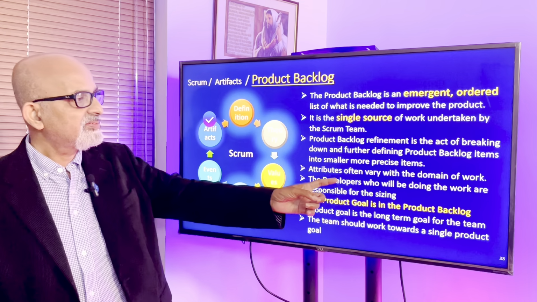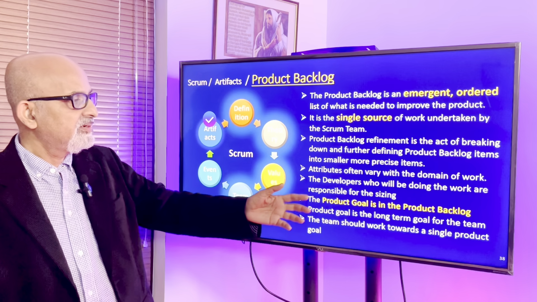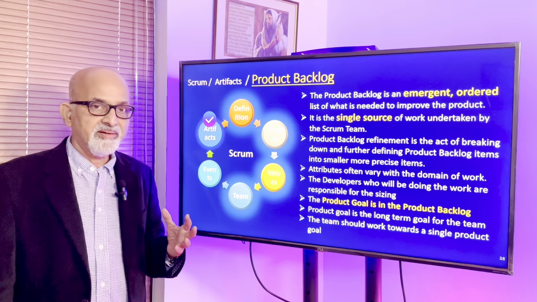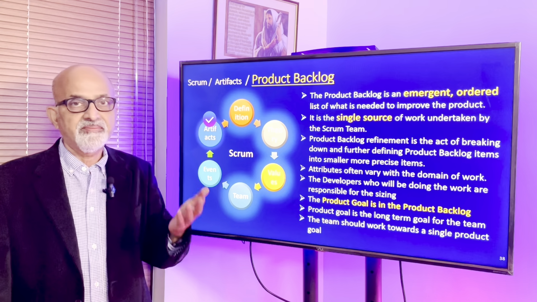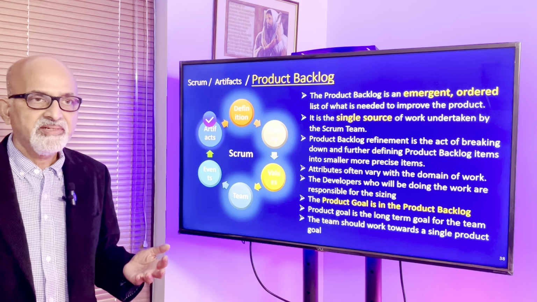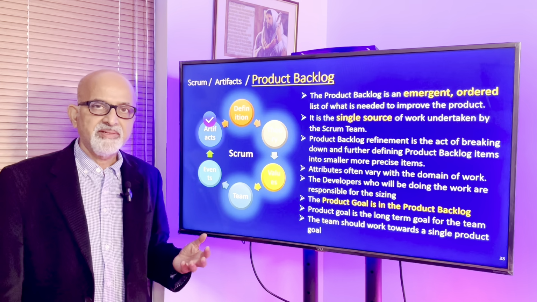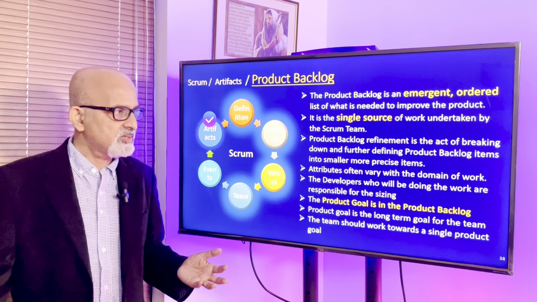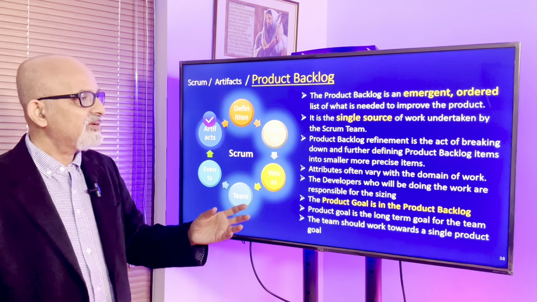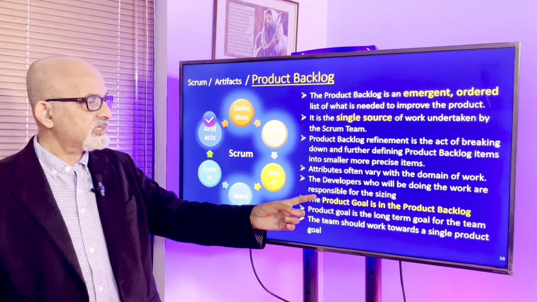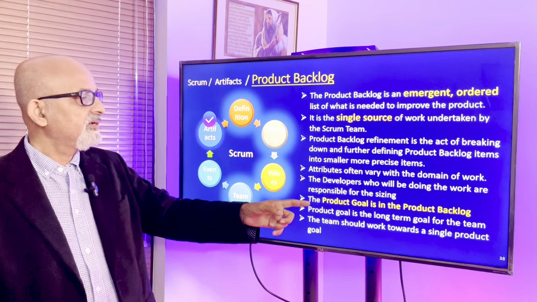And attributes often vary with the domain of work. Depending on the domain of work, maybe the unit or weightage, sometimes it can be Fibonacci series, it can be story points, it could be function points, it could be something else also, depending on the domain of the project. The developers who will be doing the work are responsible for the sizing.